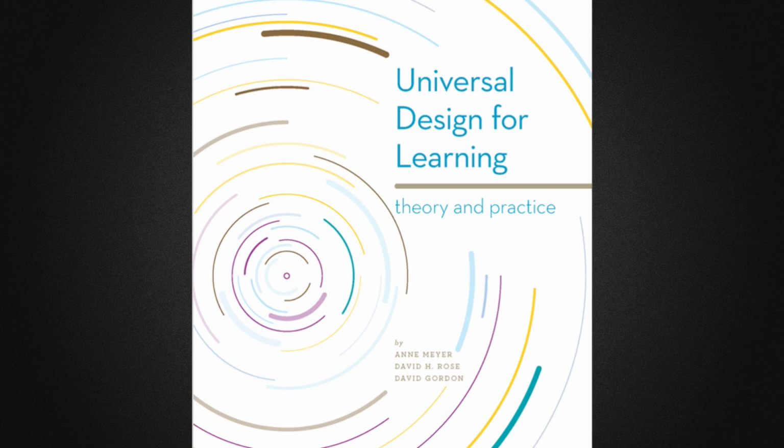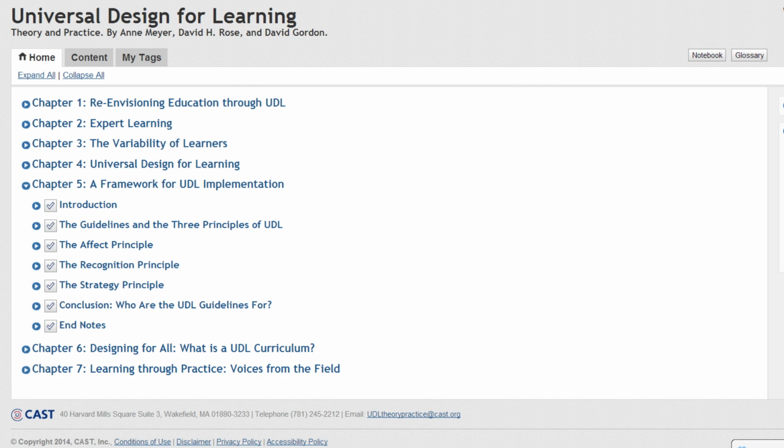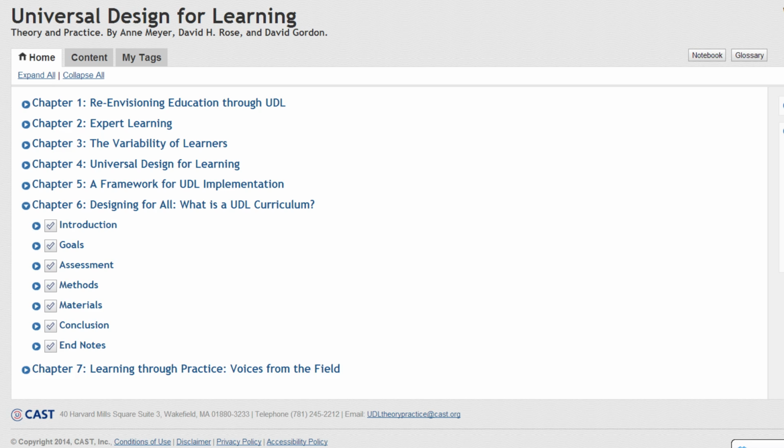Then we'll turn again to Universal Design for Learning and focus on Chapter 5, the UDL Guidelines, a Framework for Implementation, and Chapter 6, Designing for All, What is a UDL Curriculum?